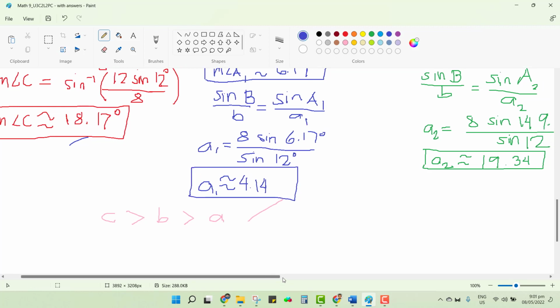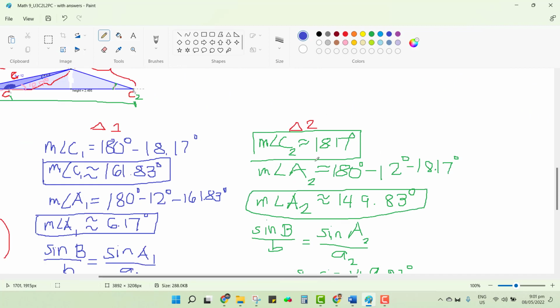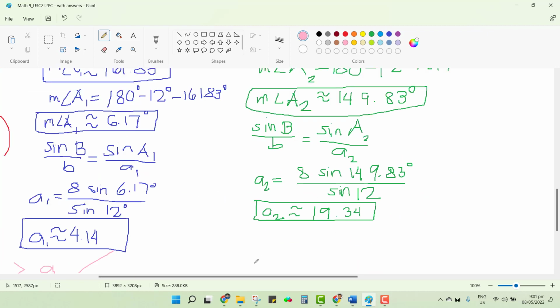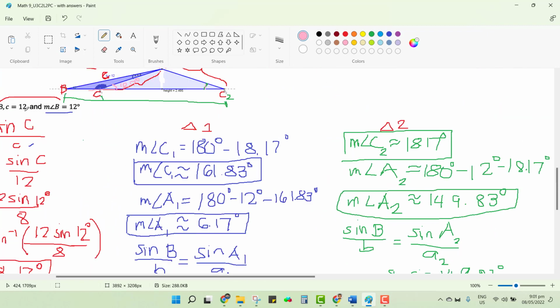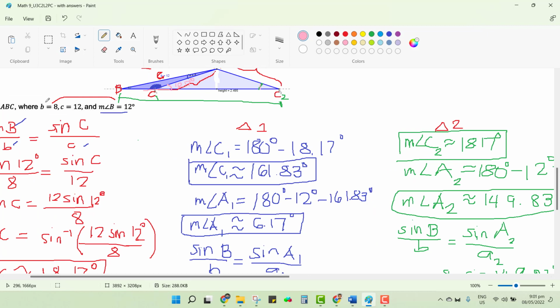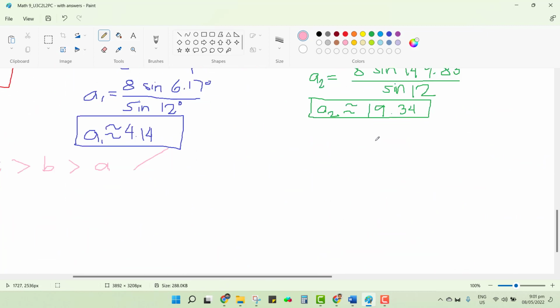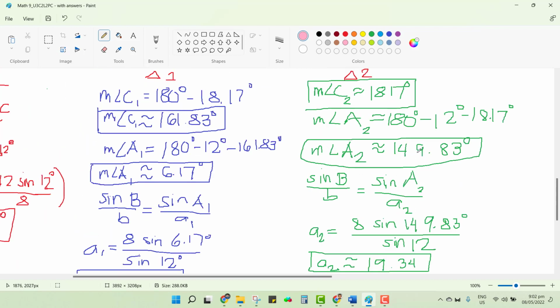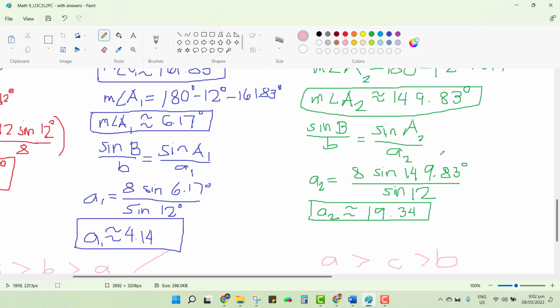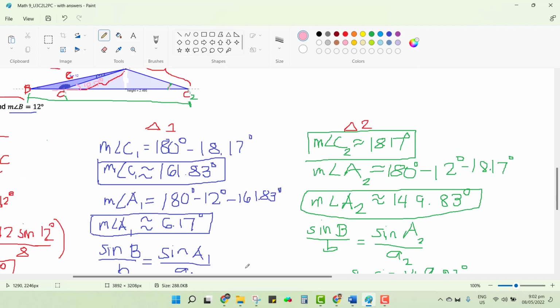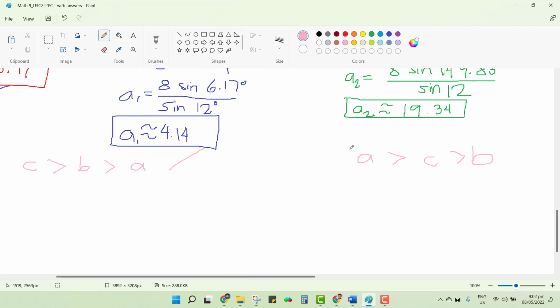Now, looking at a different perspective for triangle number 2, the side measurements we have: C is 12, B is 8, but A here is 19. So A is greater than C and greater than B. Looking at the measurement of the angles, let's check. The measurement of angle A is 149.83 compared with 18.17 and 12. So it follows correctly. That would mean the answers are all correct.